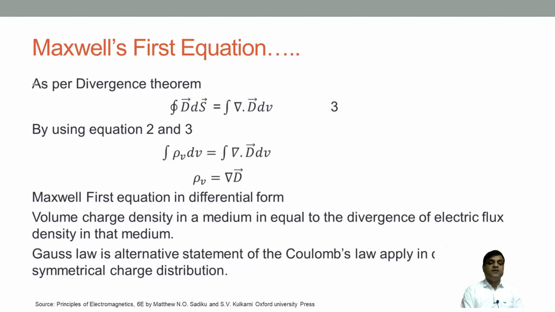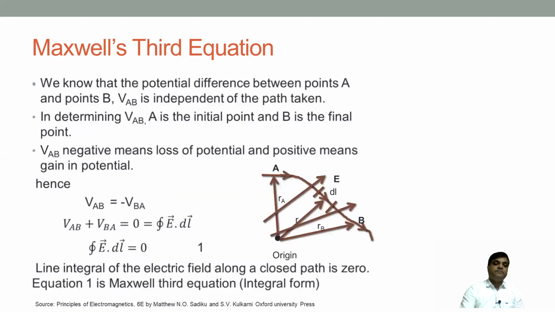Basically, the Gauss law is the alternative statement of Coulomb's law. Coulomb's law is a general law where we can calculate the force between two charges, and then we calculate the electric field. But in the case of symmetrical charge distribution, we use the Gauss law to calculate the electric field intensity. That is all about the Maxwell first equation.